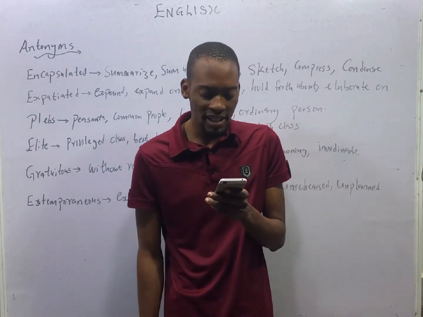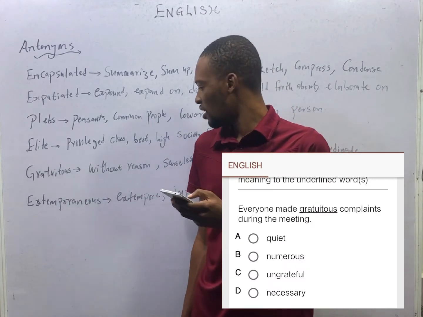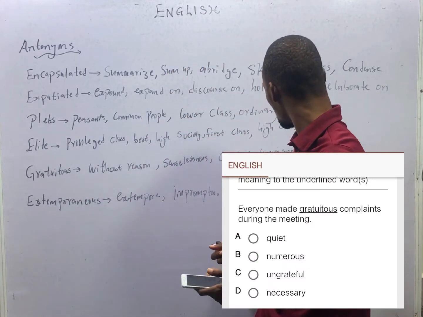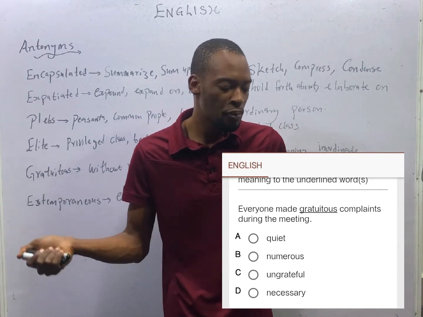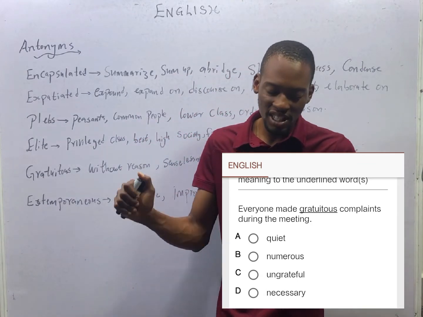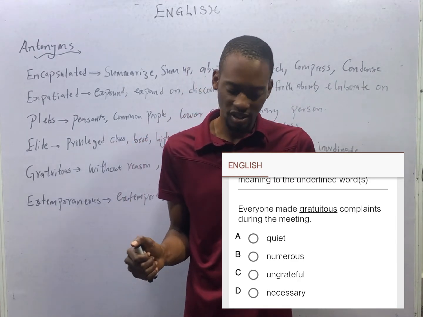And everyone made gratuitous complaints during the meeting. Gratuitous means without reason, senseless, unreasoning, unnecessary complaint. It doesn't make sense. So the opposite will simply be they made necessary complaints, as seen in option D.